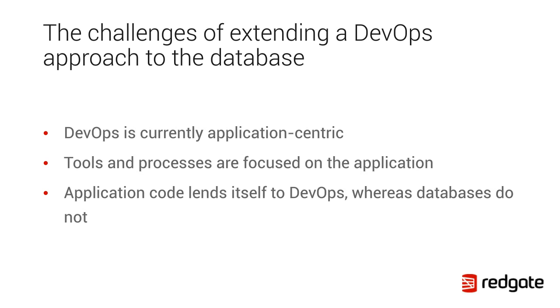So historically, DevOps is application-centric. There's no getting away from that. Tools and processes have been focused on the application, and it's true that application code lends itself to DevOps, whereas databases are not quite as flexible. But how is this changing? What's becoming different in Visual Studio Team Services and the Redgate ReadyRoll technology that makes this possible?